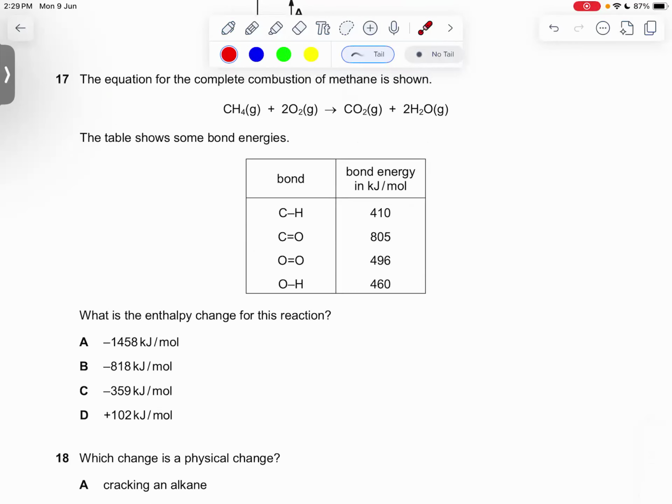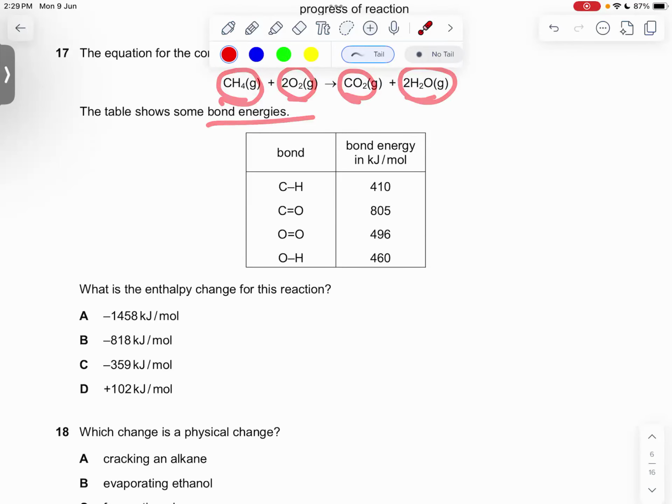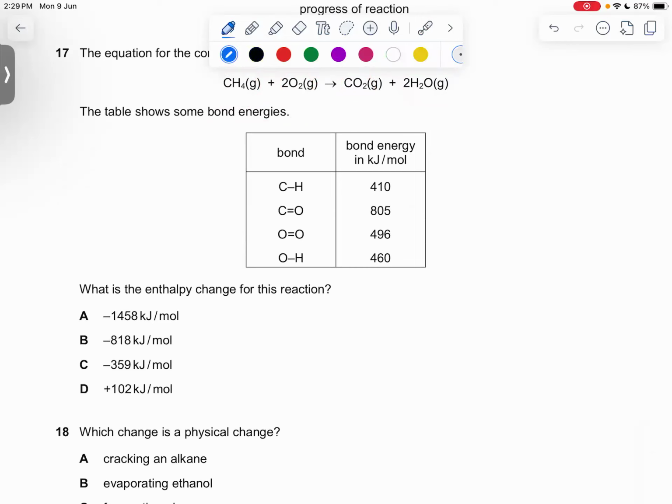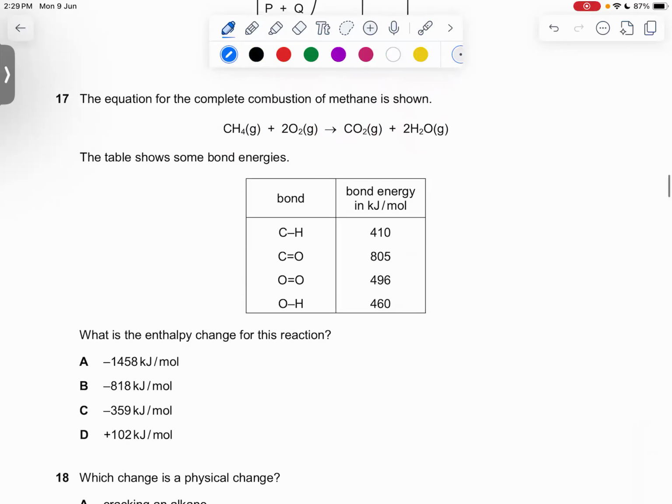The equation for the complete combustion of methane is shown. CH4 plus 2O2 gives CO2 plus 2H2O. The table shows some bond energies. So we want to calculate the bond energies. This is a very easy question. This always comes. First of all, you're going to put the heading bond breaking. For bond breaking, you see how many bonds there are. In CH4, there are 4 carbon hydrogen bonds. So 4 multiplied by 410, that is 1640.